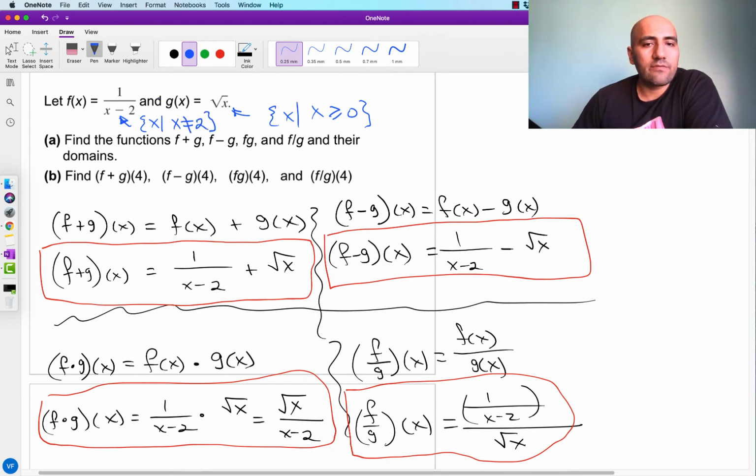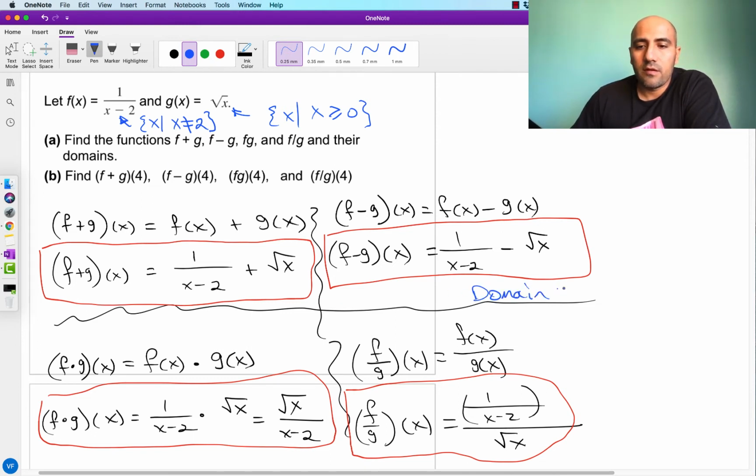So I have the domain of this function, the domain of that function, so I can bring them together. When I bring them together, the intersection of these two, all the things that they have in common, is going to be all positive numbers, except we're going to have to skip the 2. Good. And that's going to be the same thing for this one. So both of these have the same domain.